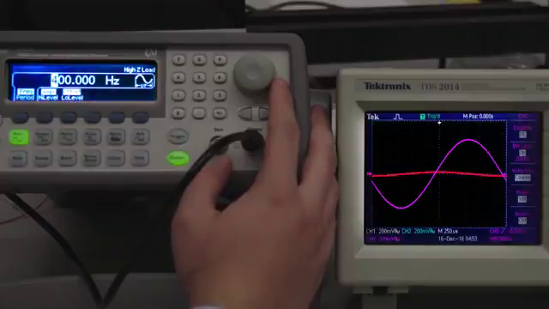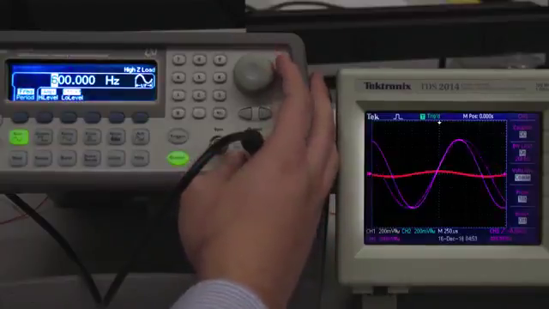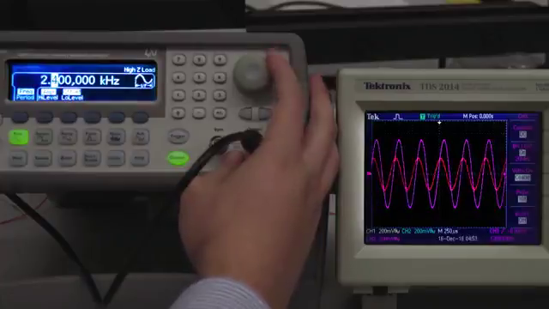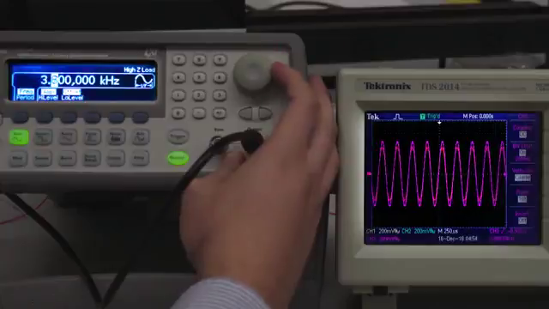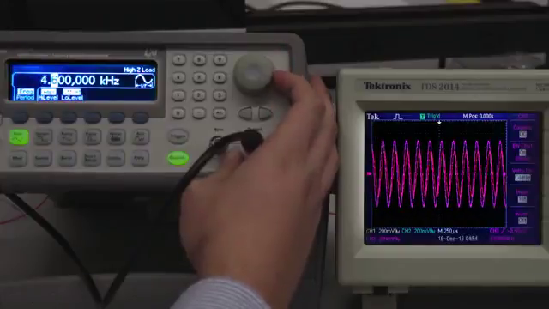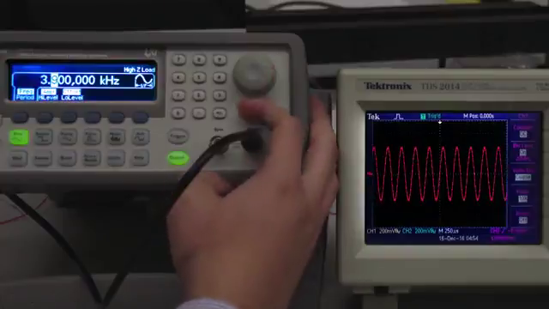At low frequency, we see again that the red curve has very small amplitude. And as we increase the driving frequency, the amplitude of the red curve increases. But now, the maximum amplitude is reached at about 3.6 kilohertz. As we further increase the driving frequency, the amplitude of the red output goes once again down to 0.